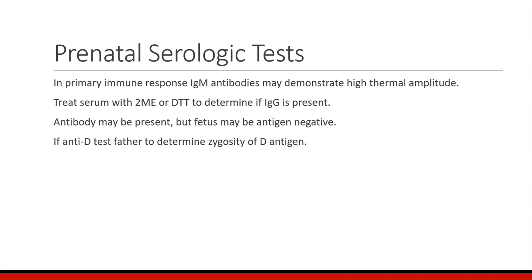The antibody may be present, but the fetus may be antigen negative. This antibody could be due to a previous pregnancy or some other transfusion. And with the luck of the draw, this infant or this fetus did not inherit it. If anti-D is present, test the father to determine zygosity of the D antigen. The most common Rh-positive phenotype is R1r, which means the dad's heterozygous for D. So there's a 50-50 chance that the baby will not inherit the D antigen.